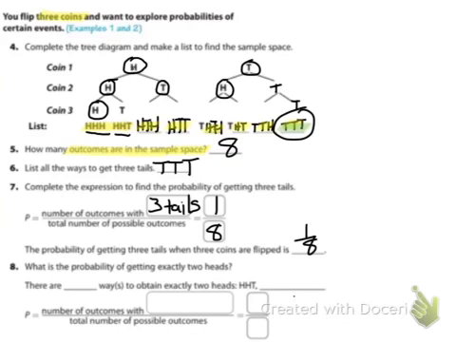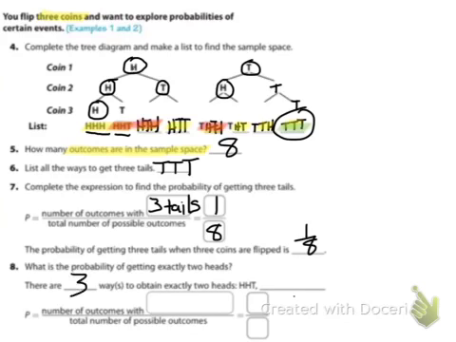Now, what is the probability of getting exactly 2 heads? Alright, so exactly 2 heads. How many of these have exactly 2 heads? Well, let's see. That one has exactly 2 heads. That one has exactly 2 heads. And this one has exactly 2 heads. So I count 3. So there are 3 ways to obtain exactly 2 heads.